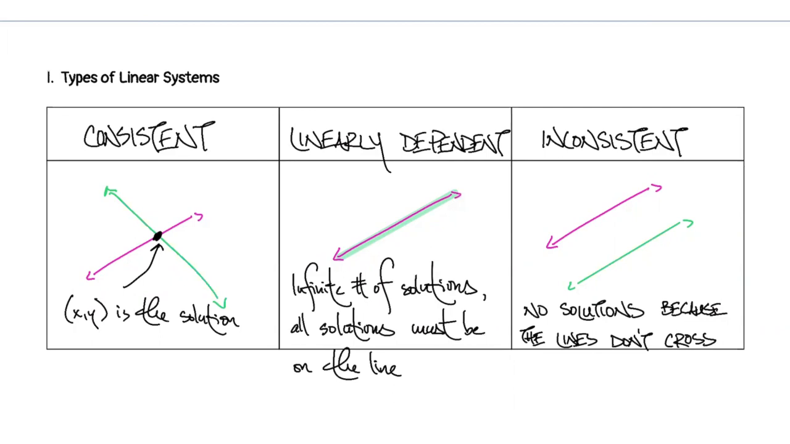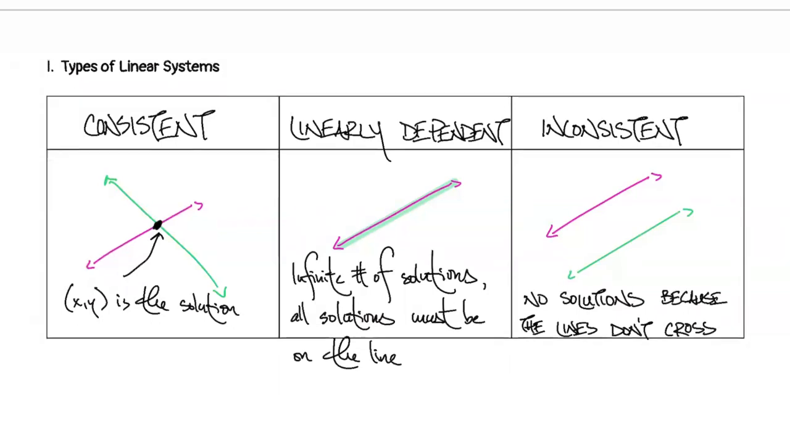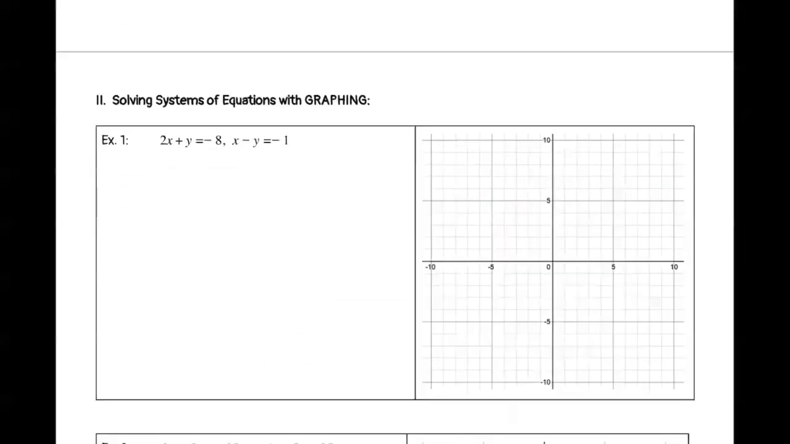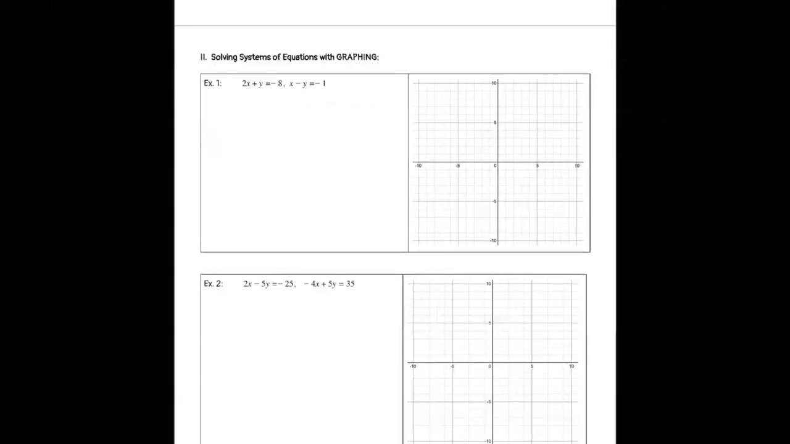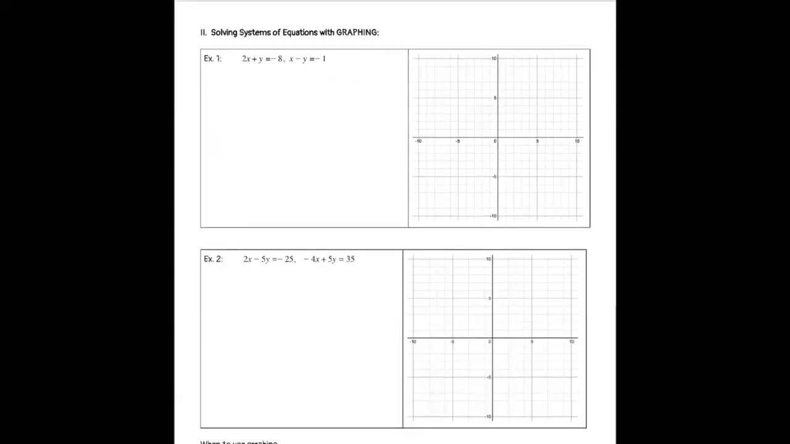So types of linear systems, this is going to be important because we're going to continue to build on that when we get into 3 dimensions later, okay? So that being said, let's take a look at this, all right? Solving systems of equations with graphing. I think for the sake of time, let's pick one of them and graph that one together. So folks, would we like to take a look at number 1 or number 2? 2. 2, okay.